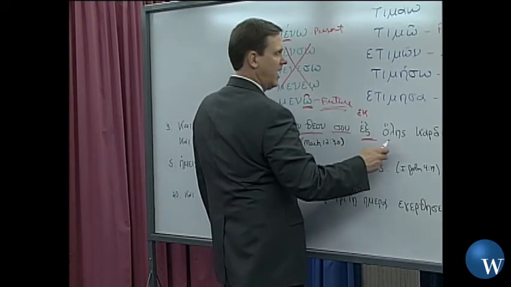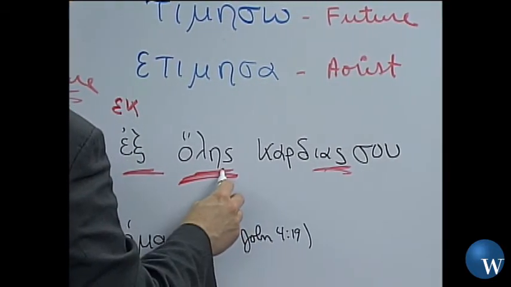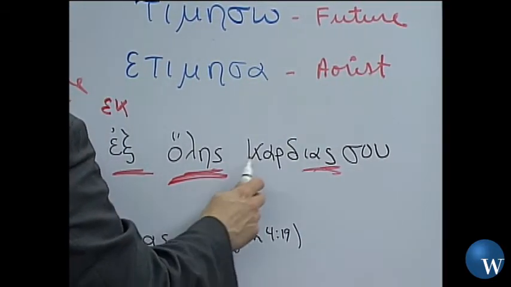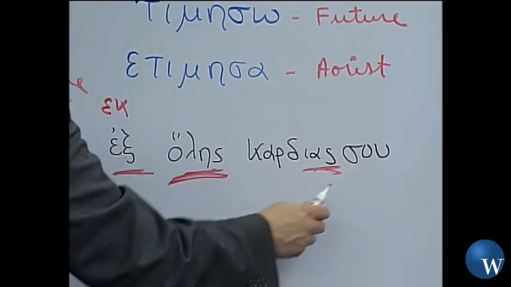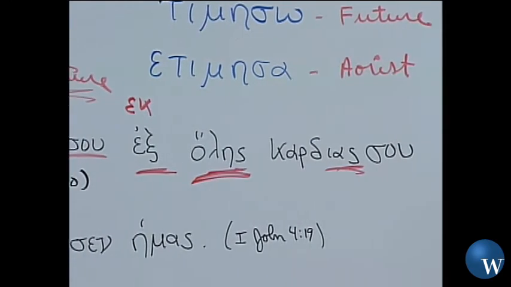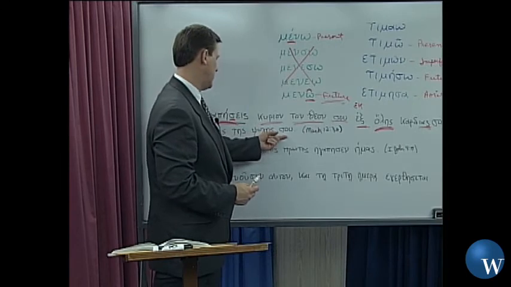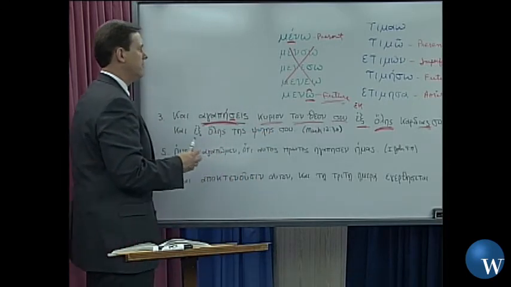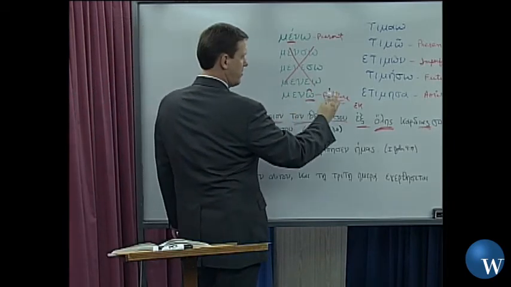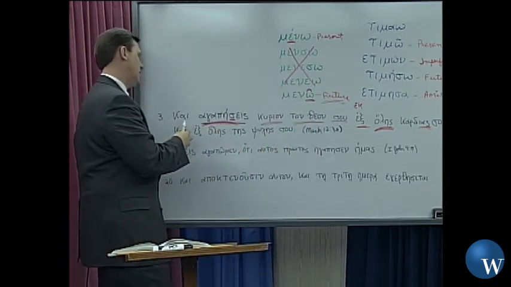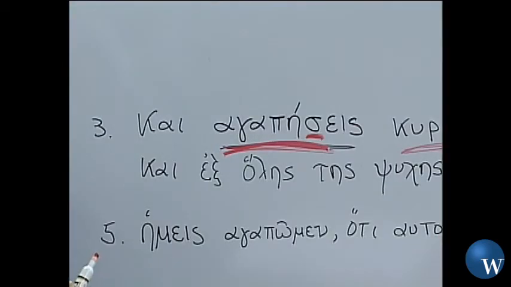Out of a whole, here is our adjective, and it agrees in gender, case, and number with this: out of a whole heart of you, so with your whole heart, and out of a whole of the life of you, of the soul of you. So you shall love the Lord your God, basically, with your whole heart and with your whole life. Mark 12:30.